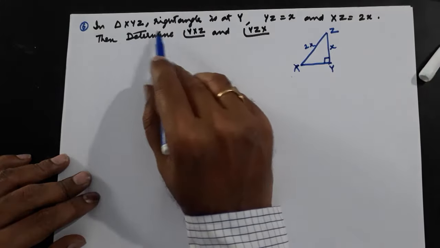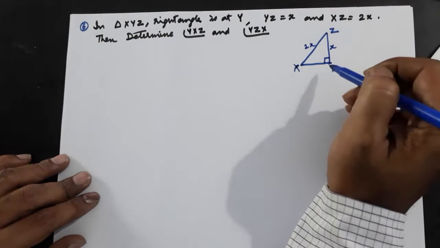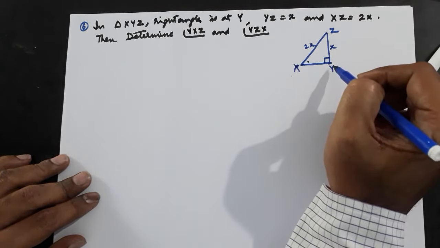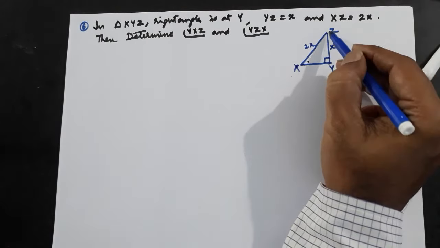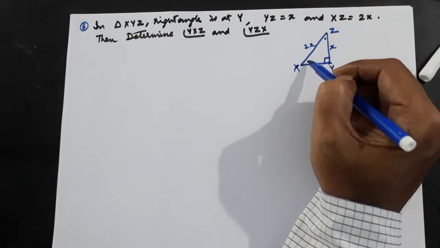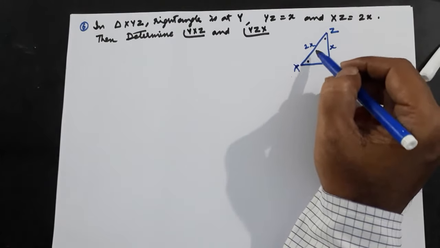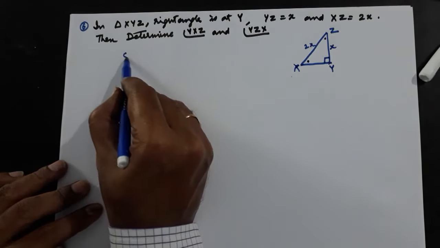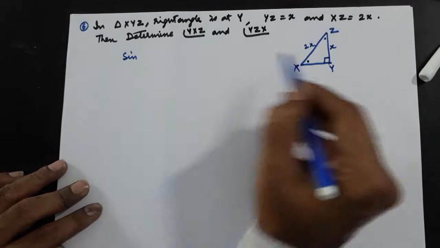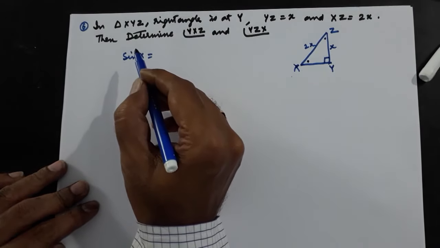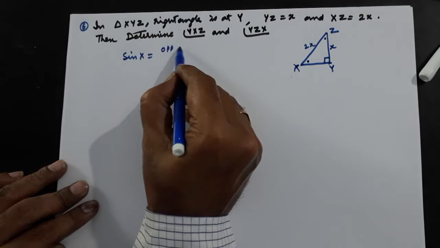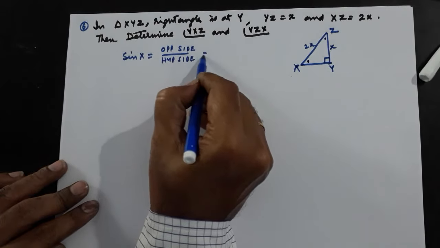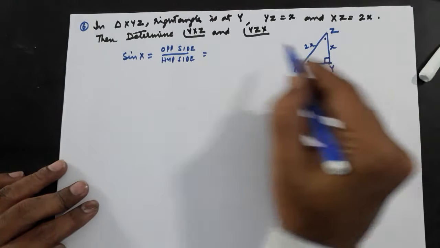So what is he asking? Determine YXZ, so we need this angle, and YZX. So we need this angle and this angle. We have two sides, we need these two angles. We can do that using trigonometric ratios. Sin X is equal to opposite side by hypotenuse side. So what is opposite side to X? It is this.